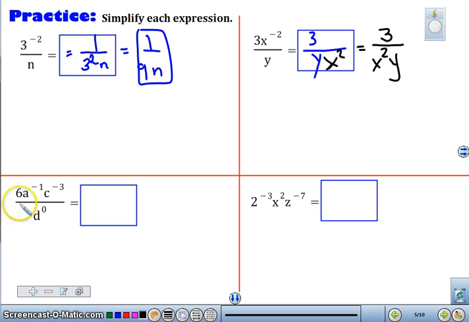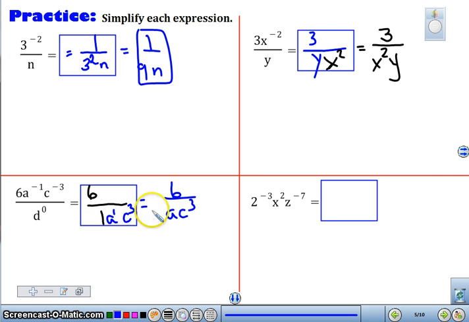Again here, you should have seen the 6 was a positive exponent. The a and c were negatives. They have to move. The d is really just 1. So that d is 1. 6 stays where it's at. What's moving? The a has to move to the first power. C has to move, it's now to the positive third. My final answer is 6 over a c to the third.